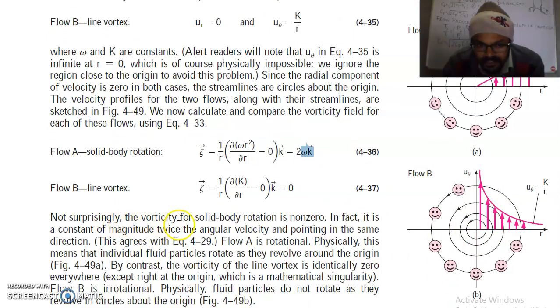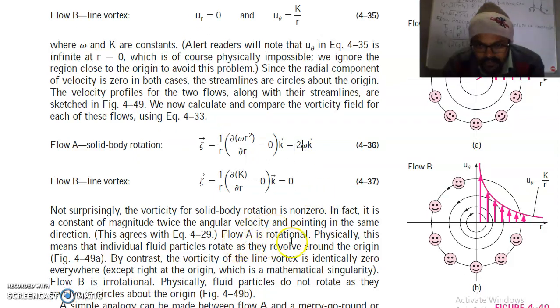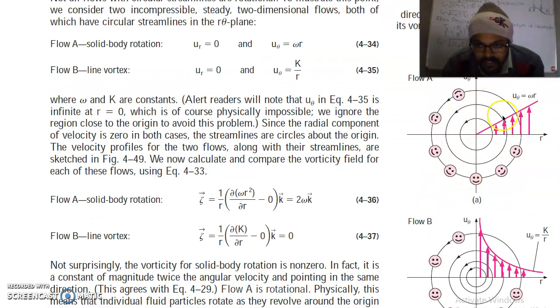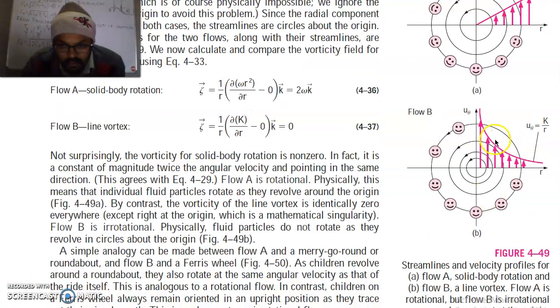Not surprising, the vorticity of solid body rotation is non-zero. In fact, it is a constant of magnitude twice the angular velocity and pointing in the same direction. So it is directed along k with twice the angular velocity. So flow A is rotational. The vorticity of this line vortex is 0 everywhere except right at the origin, which is a mathematical singularity. So flow B is irrotational.